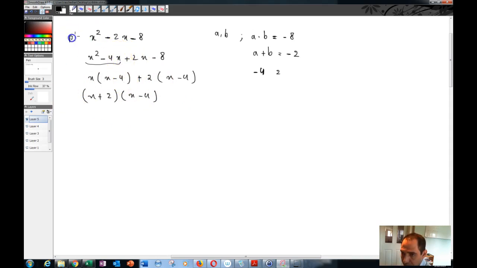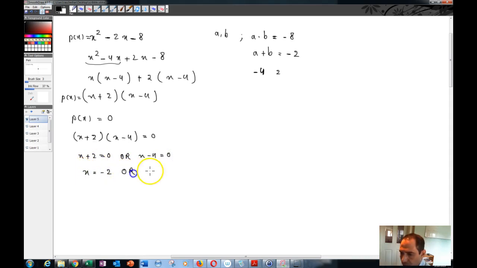So if I call this, for example, p of x, then in order to find the zeros, all I need to do is set my polynomial to 0, so p of x is equal to 0, or x plus 2 times x minus 4 is equal to 0. So if this is equal to 0, that means that x plus 2 is equal to 0, or x minus 4 is equal to 0. And what that means is that x is equal to negative 2, or x is equal to 4. So these are the two zeros of my polynomial.